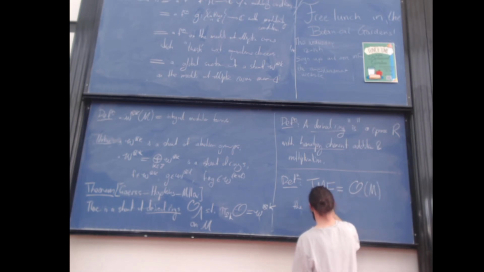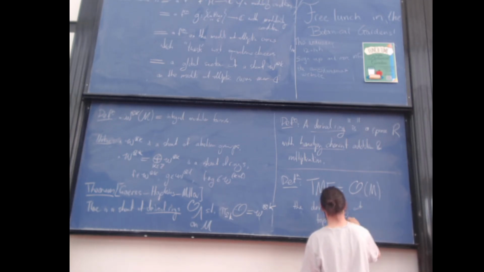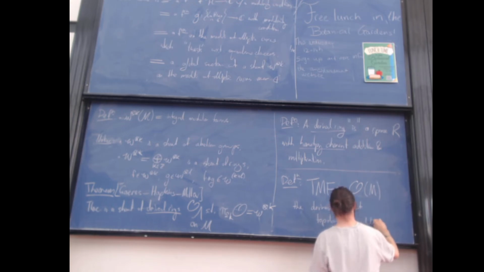The derived ring of topological modular forms.